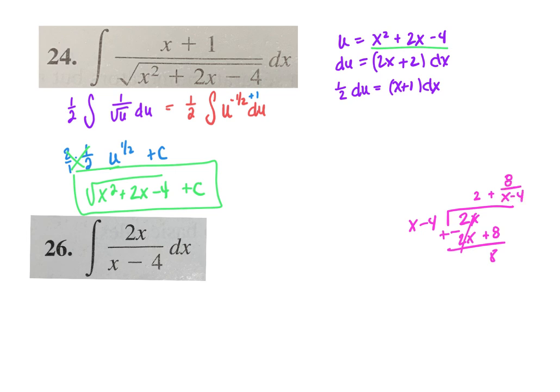All right, and then we take that integration here. So we do the integration of 2 plus 8 over x minus 4 dx. For the 2, we just have 2x. This is going to be 8 times the natural log of that guy. 8 natural log of x minus 4, and then plus c.